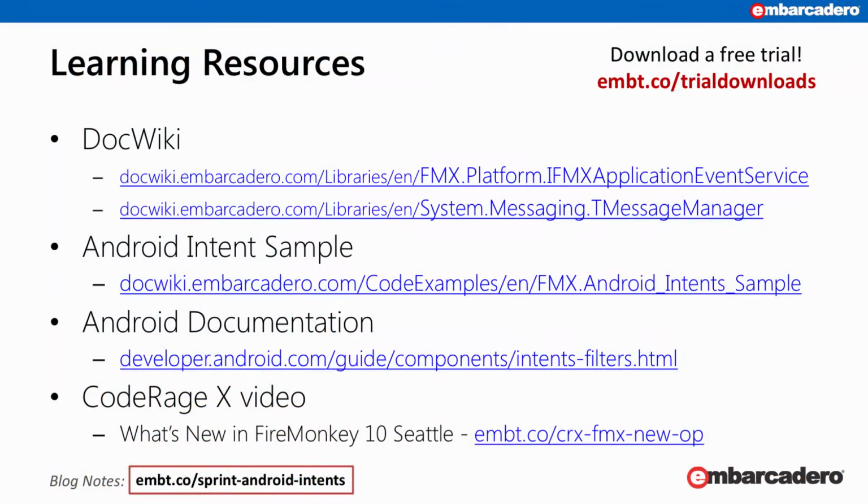For more information, there's a few entries here in the 10 Seattle Doc Wiki library section. The first one's on the IFMX application event service, which is what you use to determine if you can receive events, and then the messaging manager. The most interesting one probably is going to be the Android intent sample. This was the basis for the sample I showed you today. You can find out more information about the sample there in the code samples doc wiki.